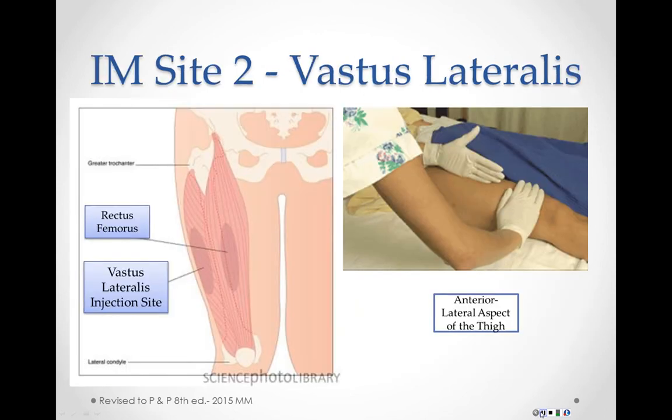IM site 2 is the vastus lateralis. This muscle is located on the anterolateral aspect of the thigh. The nurse zeroes in on the body of this muscle by using the greater trochanter and the knee as landmarks. This site can tolerate up to 5 milliliters, but it is unusual to administer more than 3 milliliters with an IM injection.